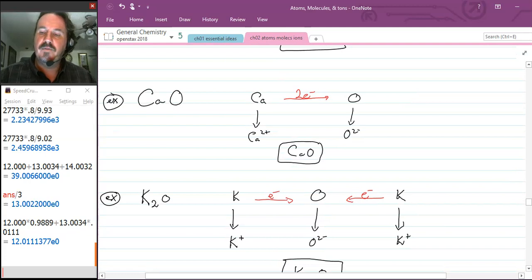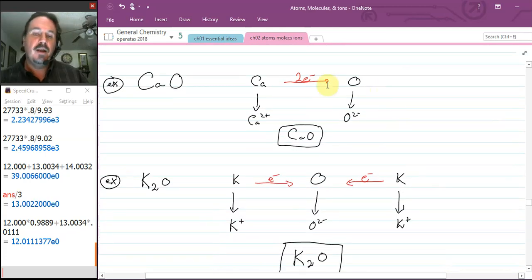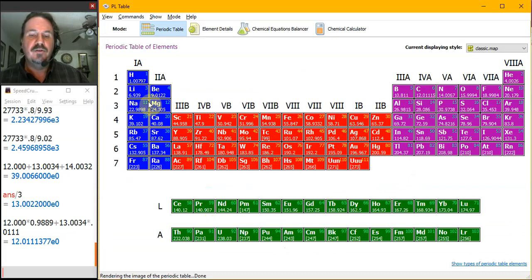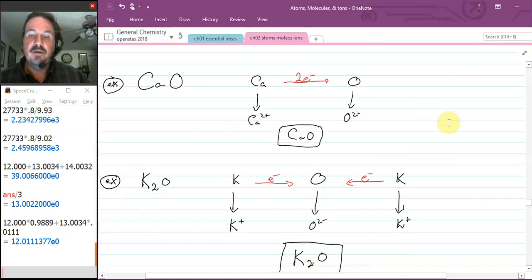Here's another example of an ionic compound, calcium and oxygen. Again, on a periodic table, calcium is way over here on the left. It's in the second group, so I know it's going to have a +2 charge. Oxygen, way over here on the right, nonmetal, likes to have a -2 charge. Same idea then. Calcium will become calcium +2, where oxygen will become 2-. That's because we transfer 2 electrons over, and we get the new ionic compound, calcium oxide.